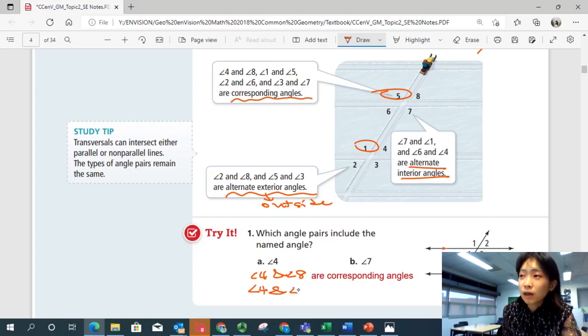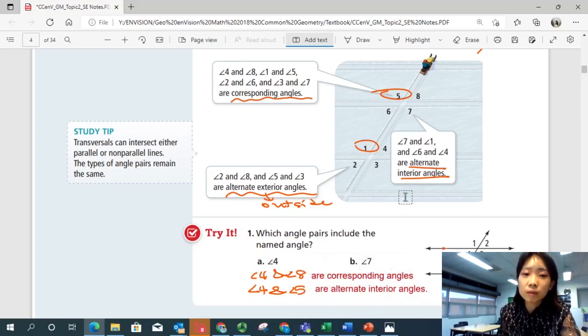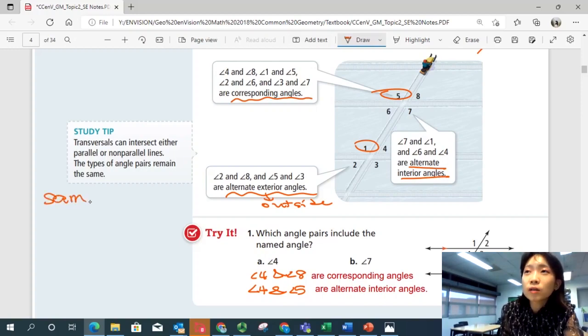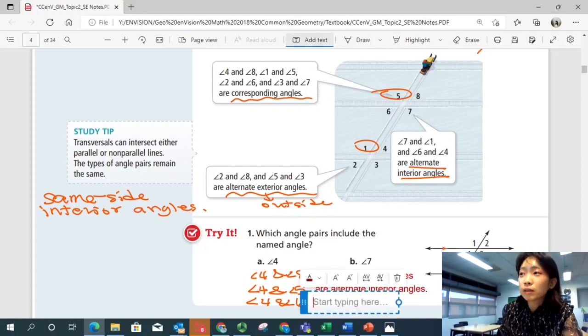So 4 and 5 would be alternate interior angles. What else? Do we have another relationship with 4? What about same side interior angles? There is another relationship that you can have called same side interior angles. So you can say that 4 and 6 could be same side interior angles.